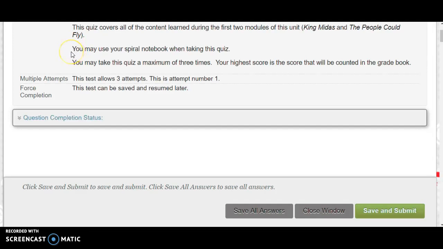You may use your spiral notebook when taking this quiz. You may take this quiz a maximum of 3 times. Your highest score is the score that will be counted in the gradebook. This test can be saved and resumed later.